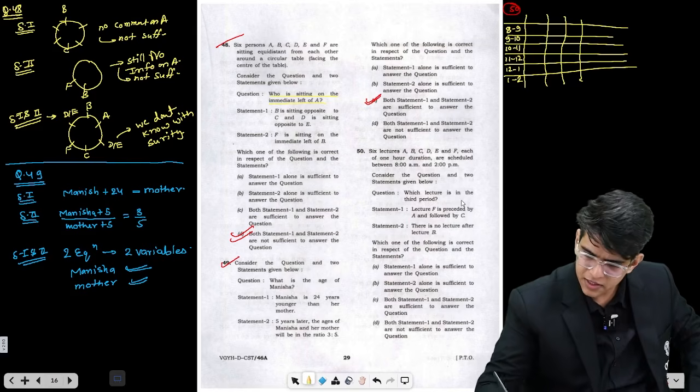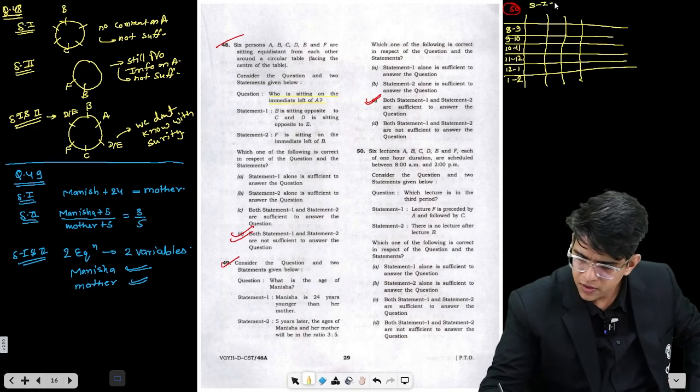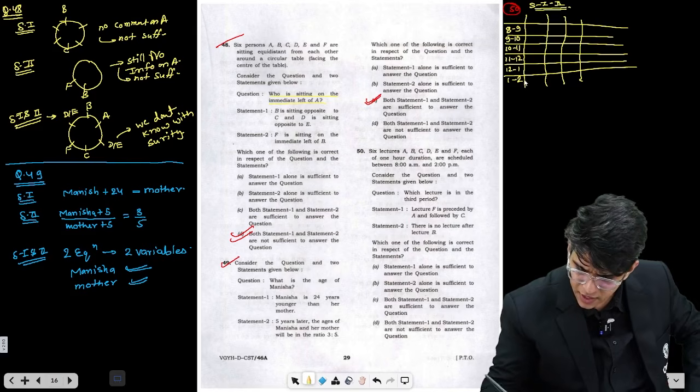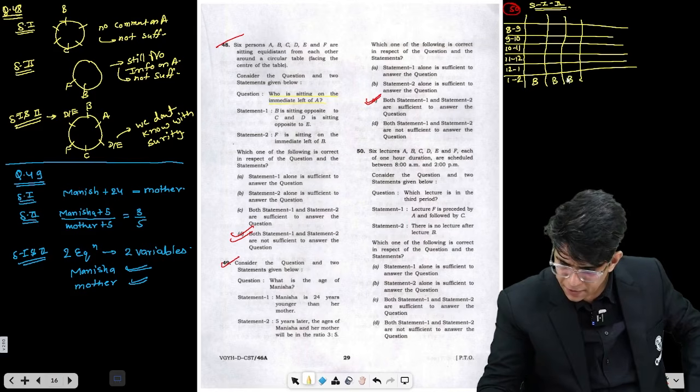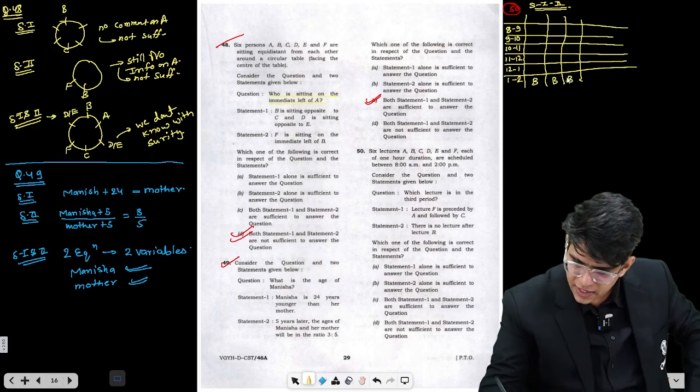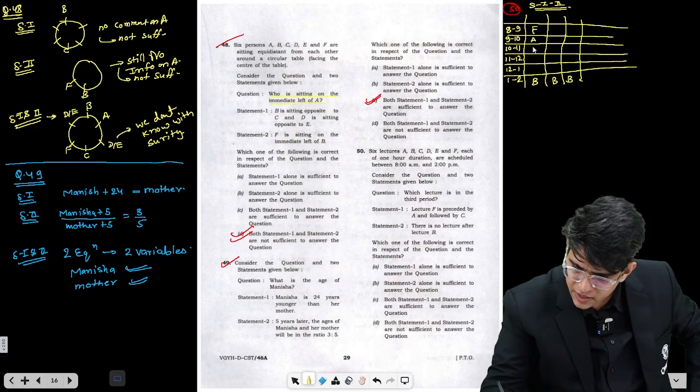If we combine statement 1 and 2 together, okay, there are no lectures after B, so this will be B at the end. F is preceded by A and followed by C.